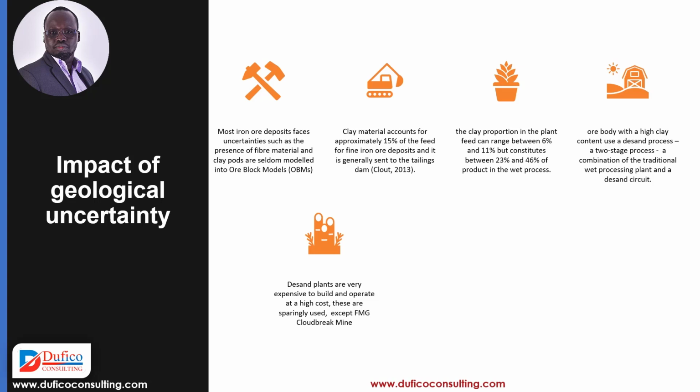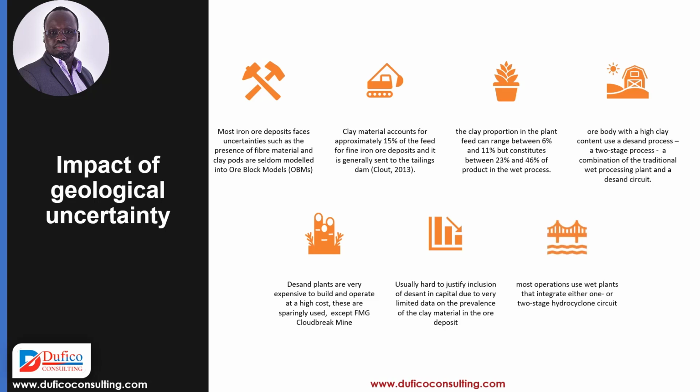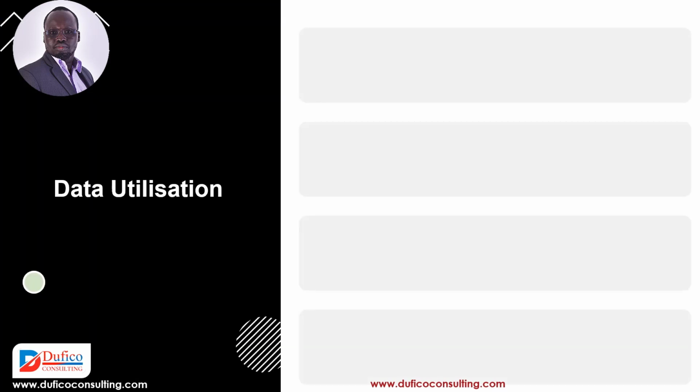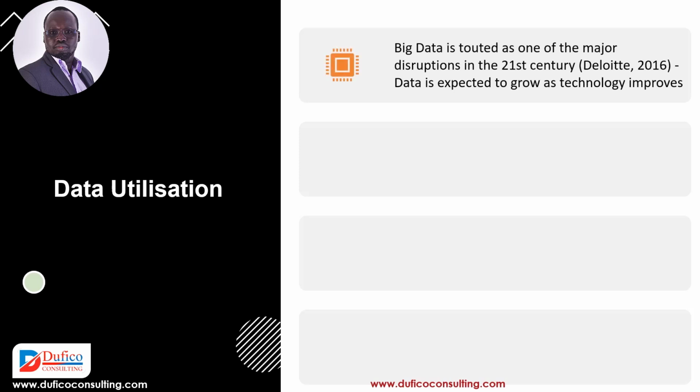It's not easily justified. We know of one company in Western Australia, owned by FMG, the Cloudbreak mine, which uses a desliming plant. Otherwise, you have to work really hard to get the data. But if there is a way to justify such investment, then you could comfortably solve the issues. But do you always have enough data? No. And this is where data utilization comes in.